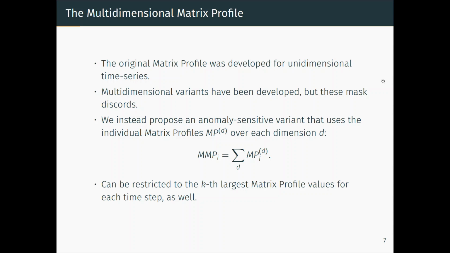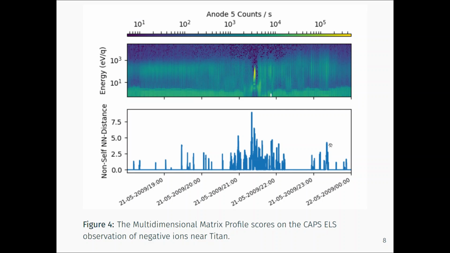We can identify discords that span only a subset of dimensions by restricting to the largest matrix profiles for each time step. Here are the multidimensional matrix profile scores on the previously shown CAPS ELS observation of the negative ion population near Titan. We see here that the scores peak exactly near when the negative ions are first detected.